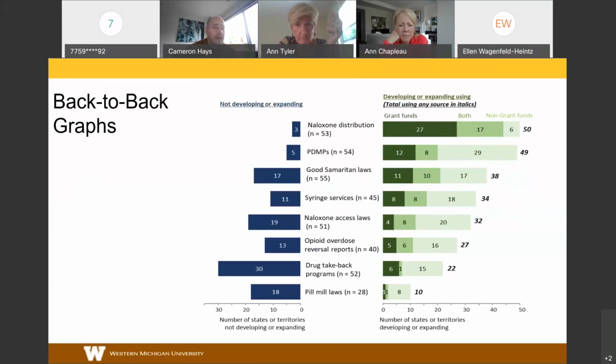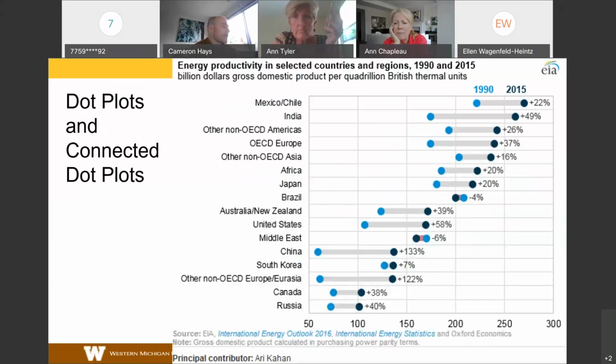So back-to-back graphs, also called population pyramids, are great for when you're trying to communicate information about the distribution of certain factors across different groups, and you can also combine them with stacked bar charts to really show both how well and how poorly people are doing, and those are two different bits of information you want to include.